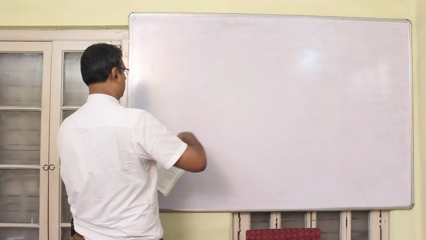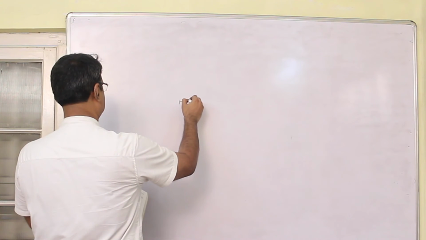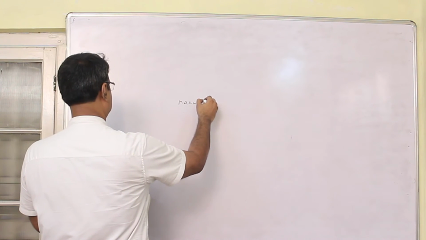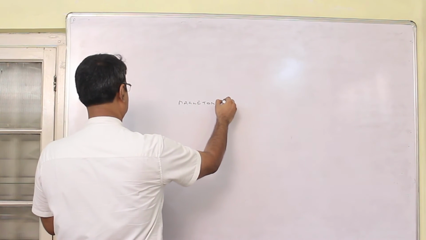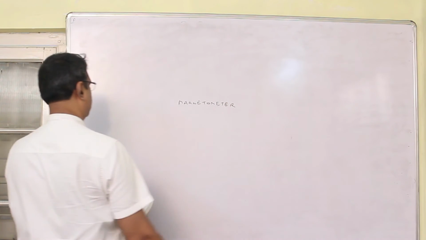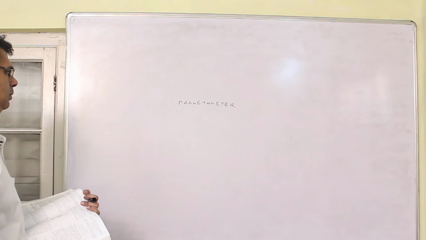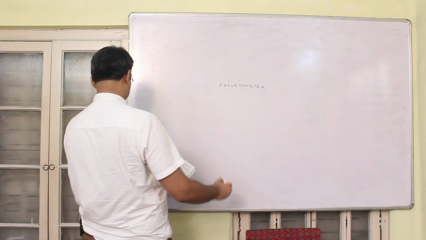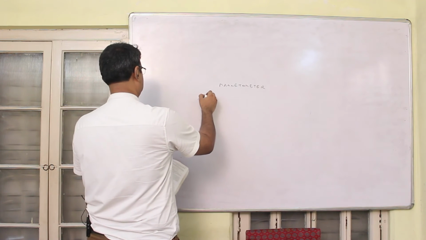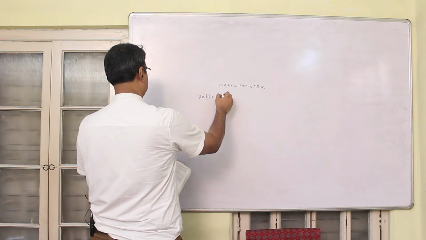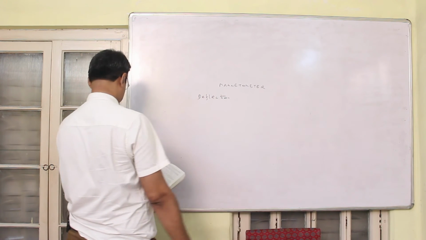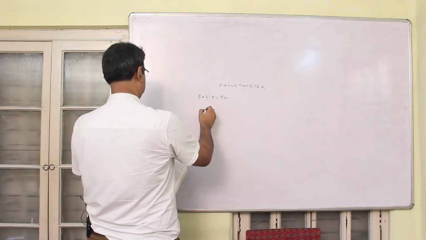Okay, next we come to magnetometer. Magnetometer, like I said, is used to measure the magnetic moment of a magnet. So again, there are two types of magnetometer. The first one is known as deflection magnetometer.